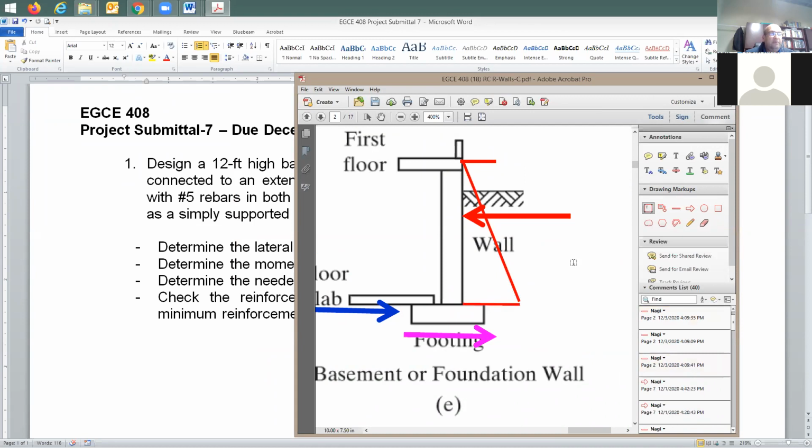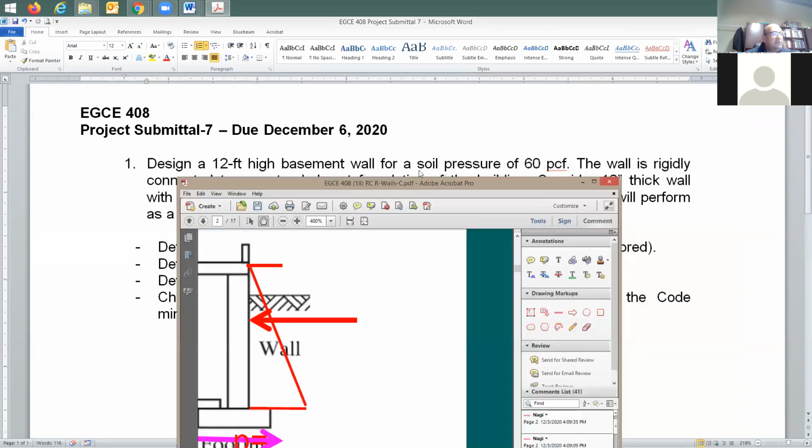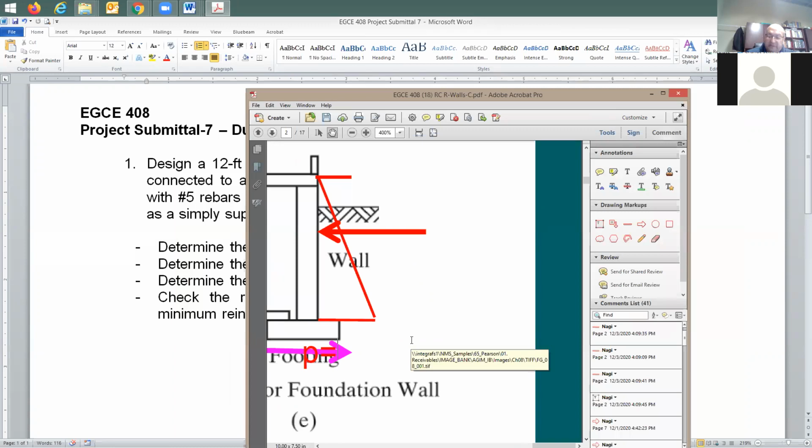The soil pressure, which is Q, this pressure, or P if you like to call it P, is going to be equal to the given soil pressure multiplied by the height. So it's going to be equal to 60 times 12. And units is going to be pound per square foot.